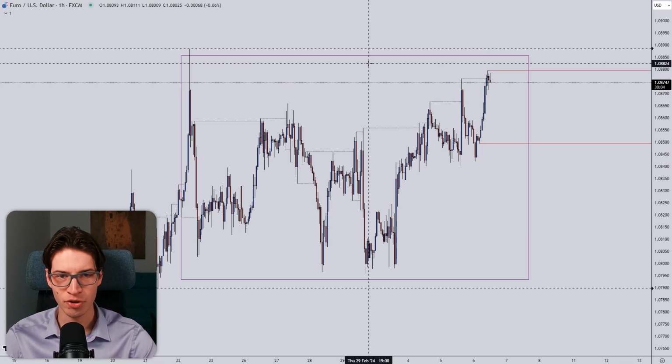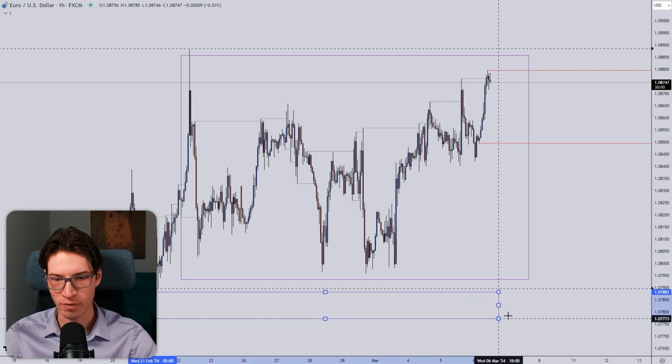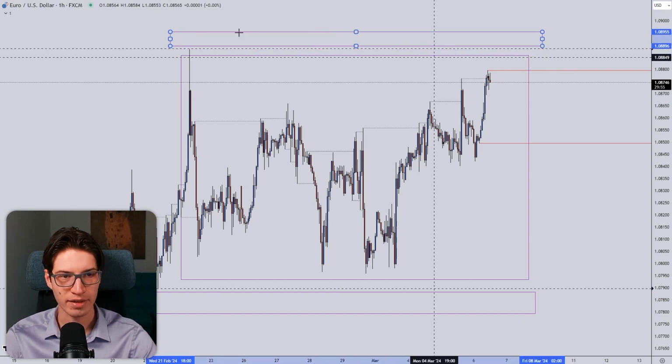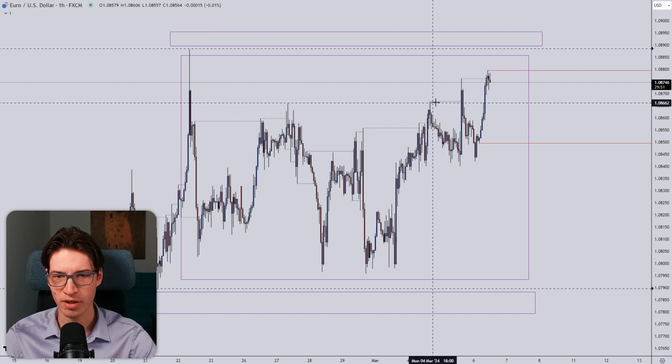You identify a range, and then above and below, there are of course liquidity areas. So people buying the bottom and people selling the top. Okay, probably sold here, sold here, sold here, sold here, sold here.